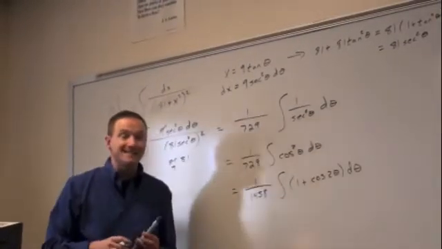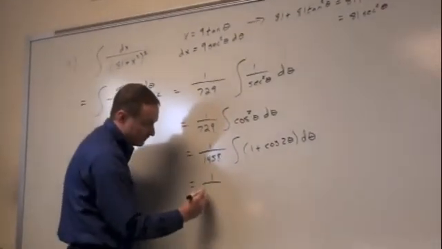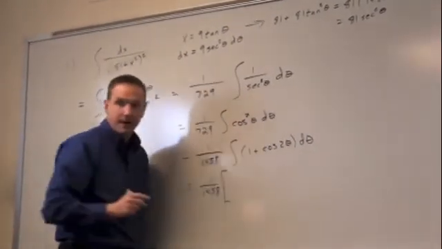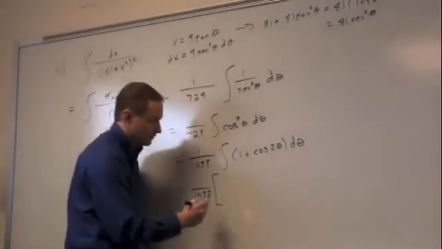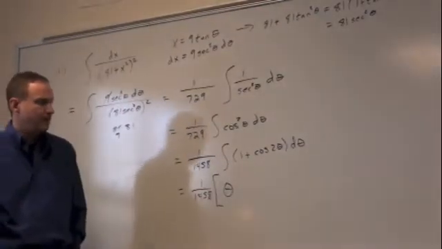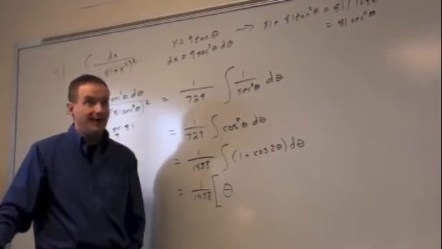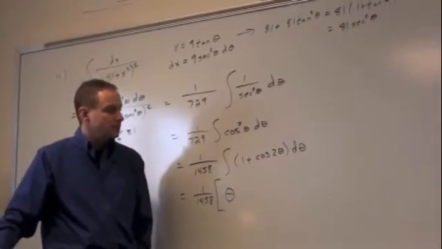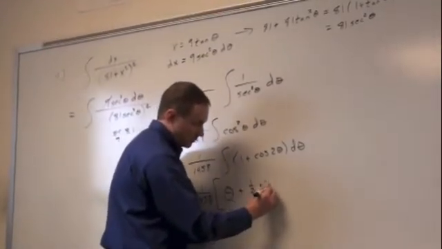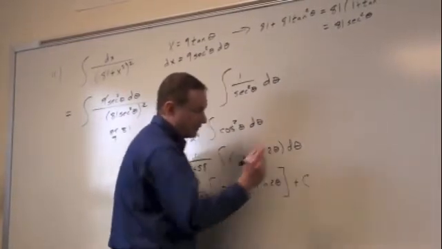Both of these terms are easily integrable, so we do it. I'll have my 1 over 1458 on the outside. When I integrate 1 with respect to theta, that's theta. When I integrate the cosine of 2 theta with respect to theta, the integral of the cosine is the sine. And then when I integrate an angle of 2 theta, I've got to divide by that 2, so this is going to be 1/2 the sine of 2 theta, plus the constant of integration.